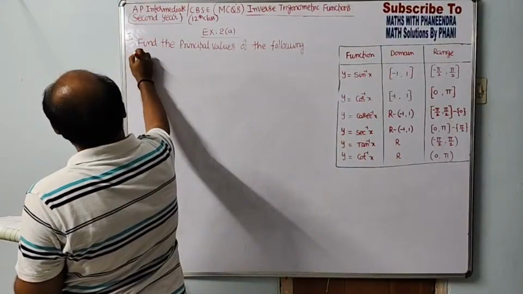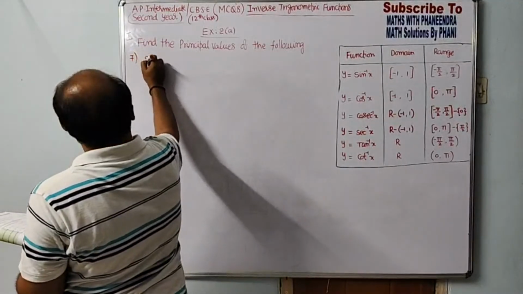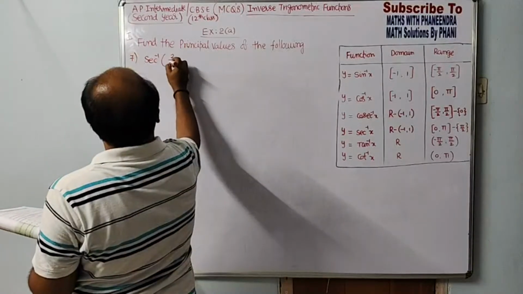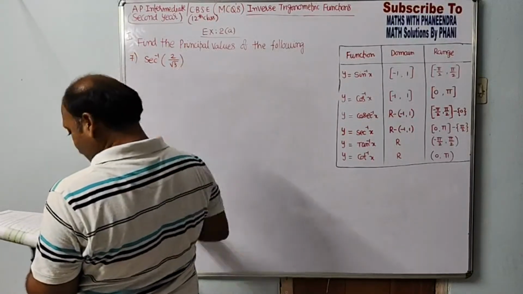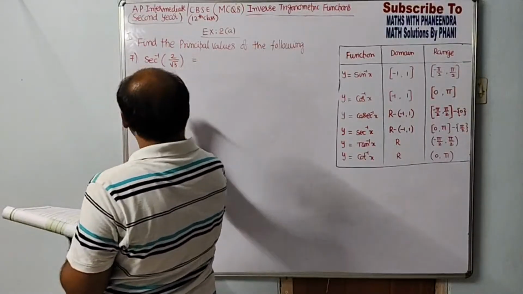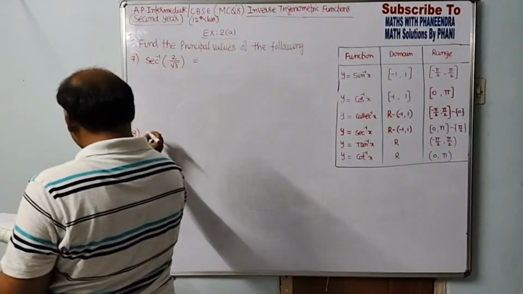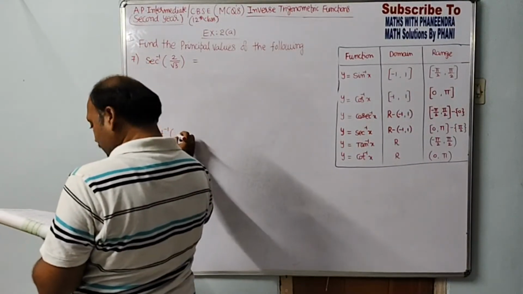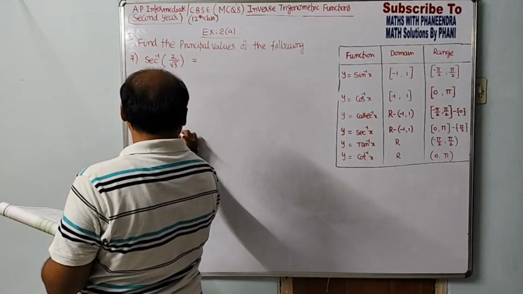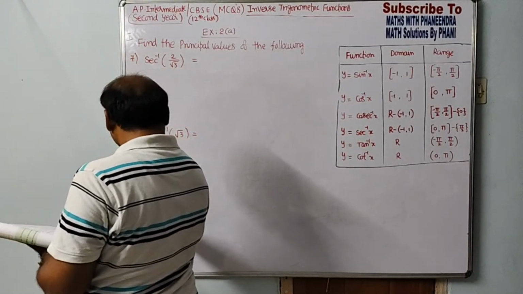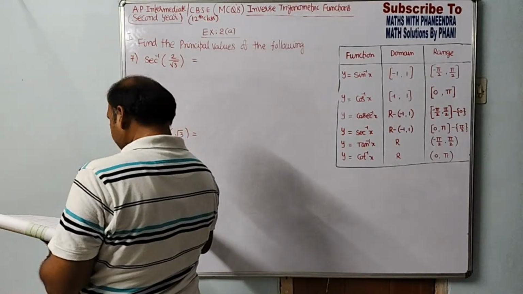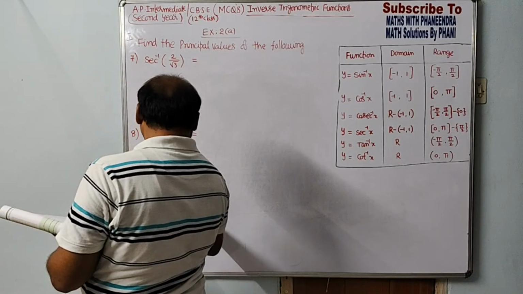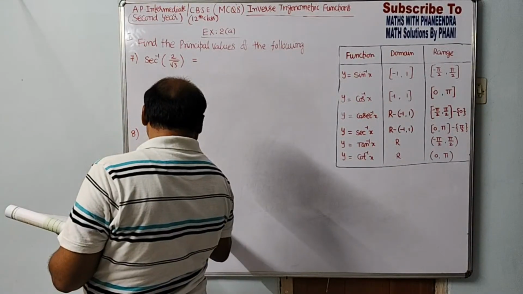Next, question number 7: secant inverse of 2 by root 3. Question number 8: cot inverse of root 3. Question number 9: cos inverse of minus 1 by root 2.